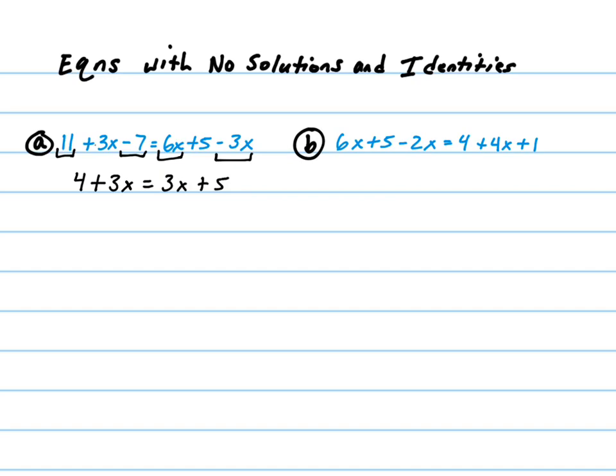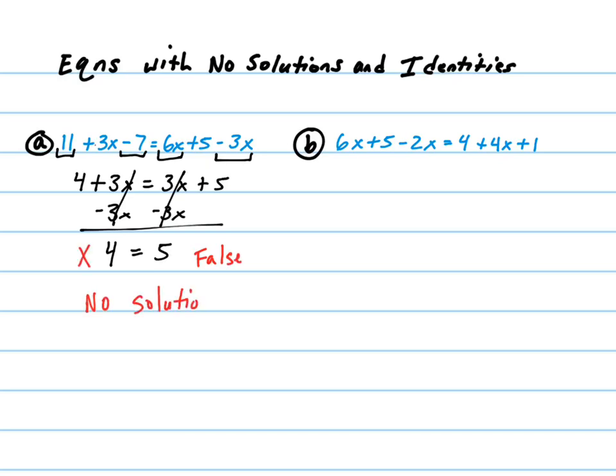Now we're just going to go ahead and try to simplify. I'm going to get my variables together, so I'll subtract 3x from both sides. And this is when I notice something special. I've got 4 equals 5 because the 3x is canceled out. So then I have to recognize this is a false statement, or it's never true. So in this case, this would be no solution.